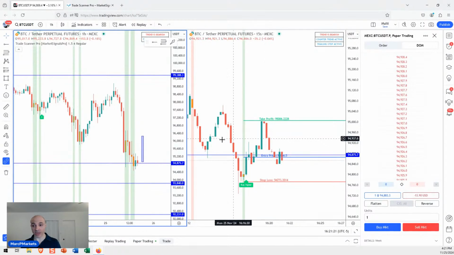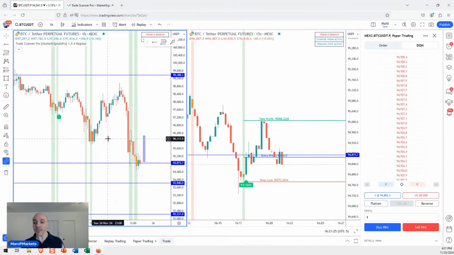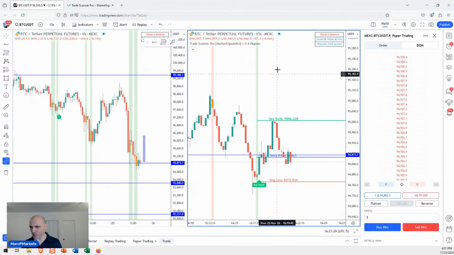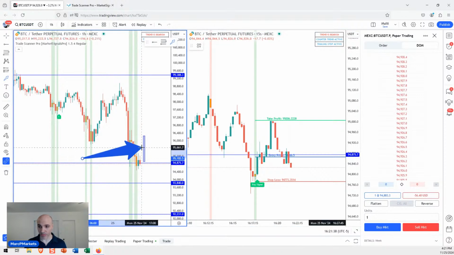Which can drive this thing a couple hundred points on the long side. So you need to be able to anticipate that, and that's what I'm trying to confirm here. And I'm using a 15-second chart, which is, like I said, not a time frame I would recommend. But this is the scenario I'm looking for.